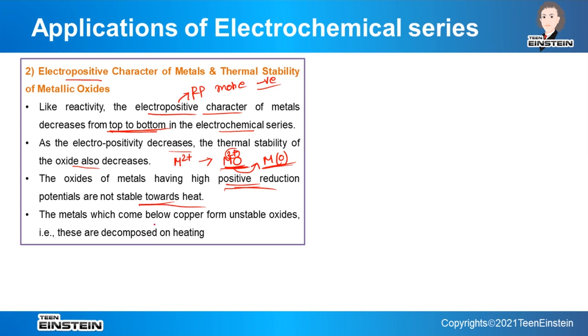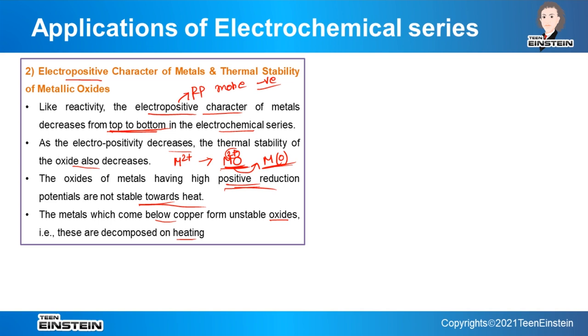The metals which come below copper form unstable oxides. That means these are decomposed on heating. Now below copper, again I am saying, may also be written as above copper, because in different places you can find different arrangements of the reduction potential electrode series. Sometimes it starts from negative value, then 0, then positive, and sometimes you will find that positive values are written first, then 0, then negative.